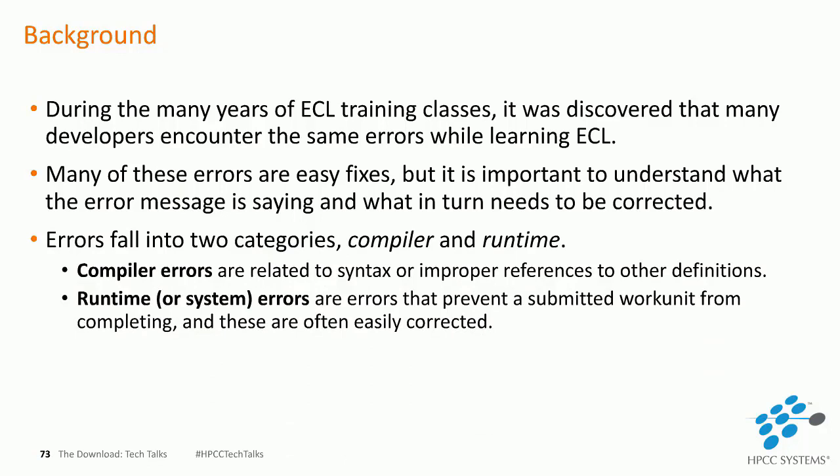Now, first of all, just a little background here about the types of errors. You can have two categories of errors. One is a compiler error. That's when you're doing a syntax check, and you'll see the error pop up before you submit the code as a work unit. The second type of error you'll get is after you've compiled correctly and you're not getting any errors syntax-wise, when you submit the job to the cluster, these are runtime or system errors that will prevent a work unit from completing. And again, a lot of these are often easily corrected.